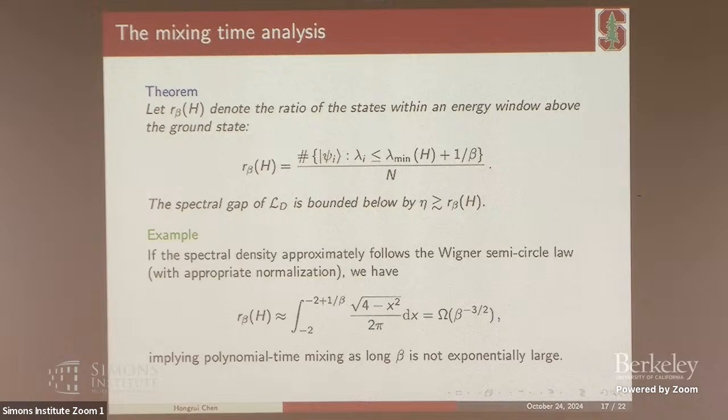So one example where our algorithm will work is if the spectral density approximately satisfies the semicircle law. This is the case where the spectrum of a system is described by some random matrix theory, like the Gaussian unitary ensemble. In this case, the quantity R beta will have a polynomial dependence on the inverse temperature, and we will have fast convergence as long as the inverse temperature is not exponentially large.